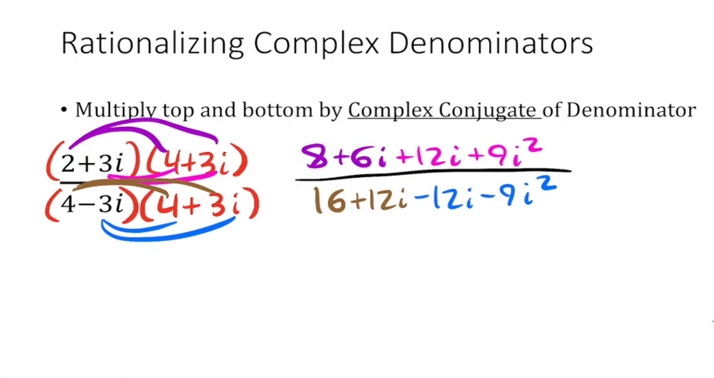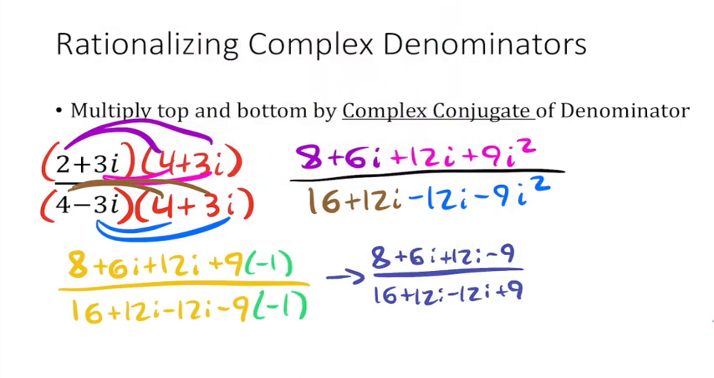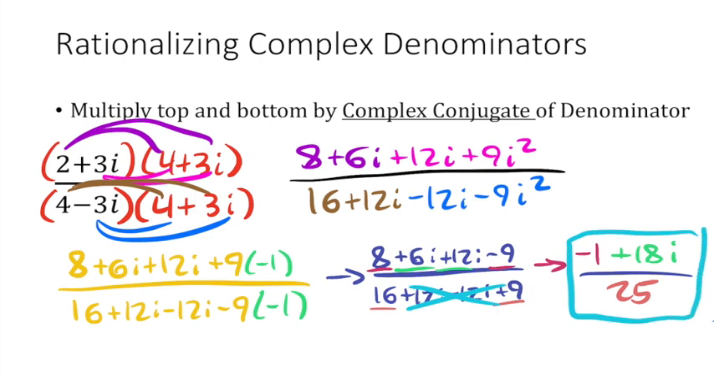So we're going to rewrite this fraction, but get rid of the i squareds. So there we go, we've replaced the i squareds with negative 1, and now we'll simplify. Finally, we'll combine like terms, which on the top gives us negative 1 plus 18i, and in the denominator we'll see 16 and 9 make 25, and then the two i terms will cancel each other out because negative 12i and positive 12i equals 0. So if I just clean this up a little bit, here's our final answer. No more i in the denominator.